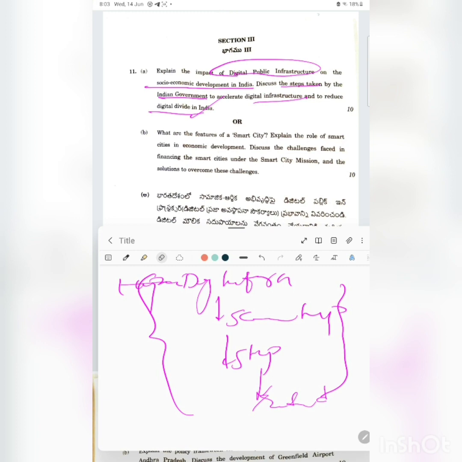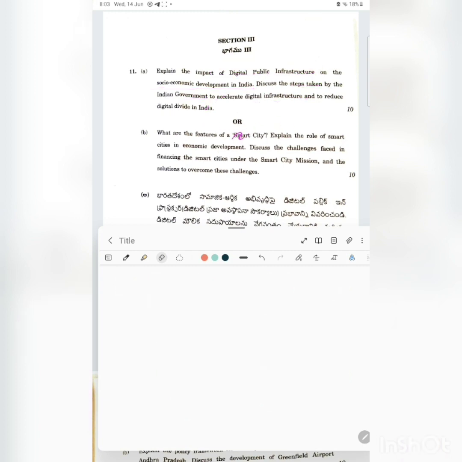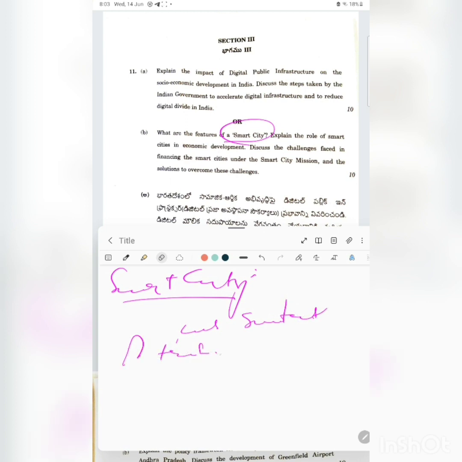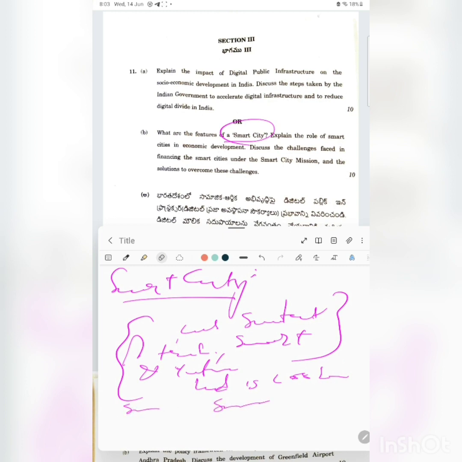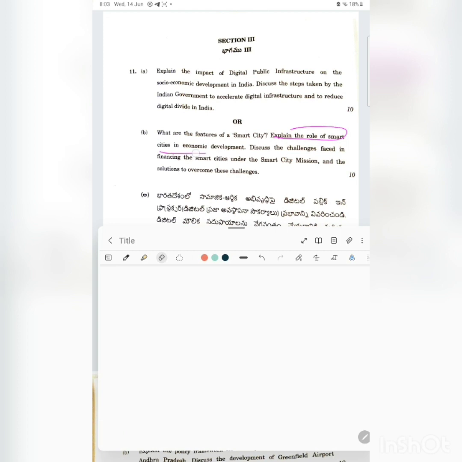So I chose to ignore this one, and rather I started writing about what is a smart city. What is a smart city? I just wrote that a city which is governed by state of the art technology and smart governance and infrastructure. I just wrote India is developing 100 smart cities under its smart city program. Then immediately I wrote what is the role of smart cities in economic development.